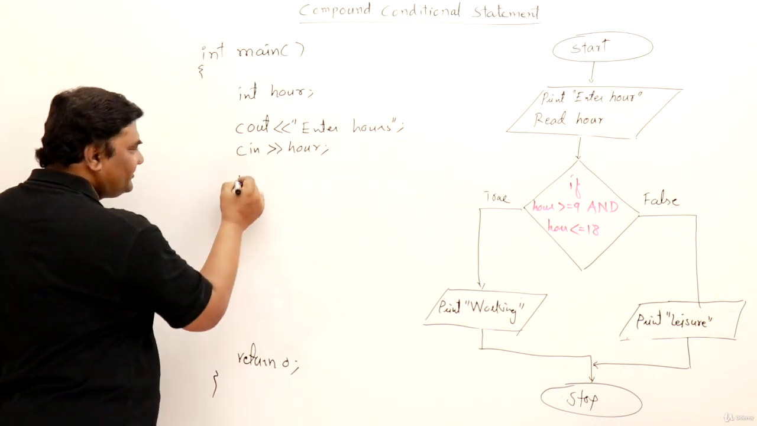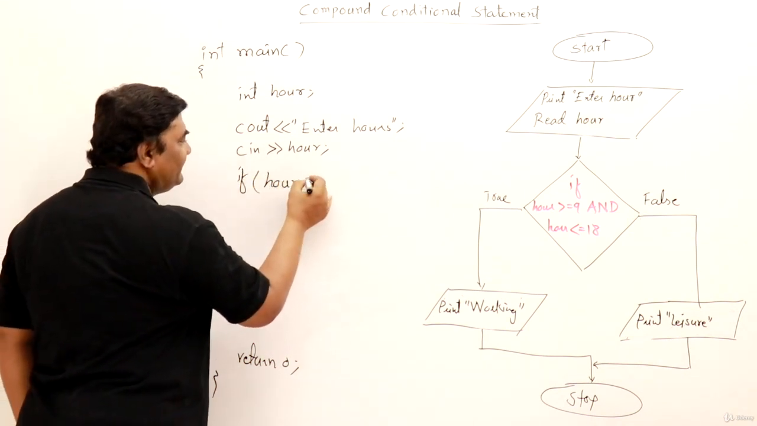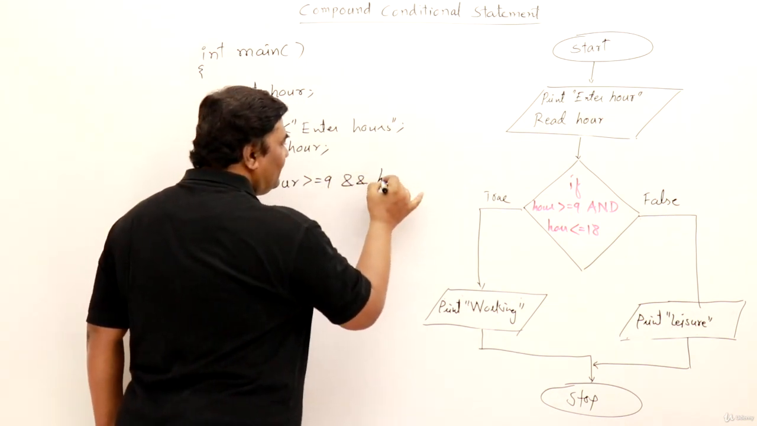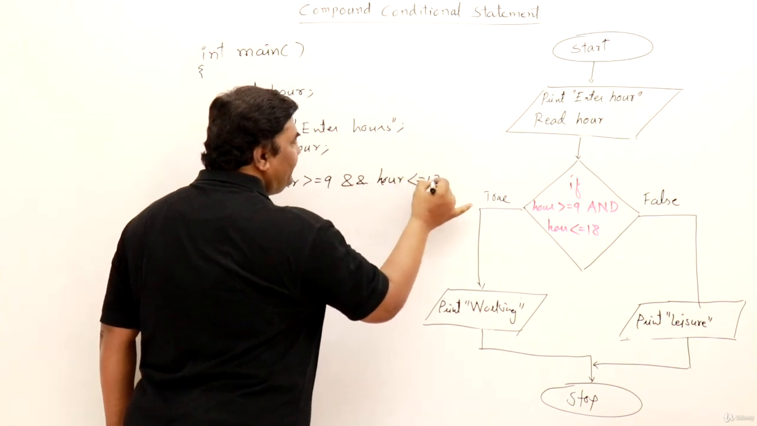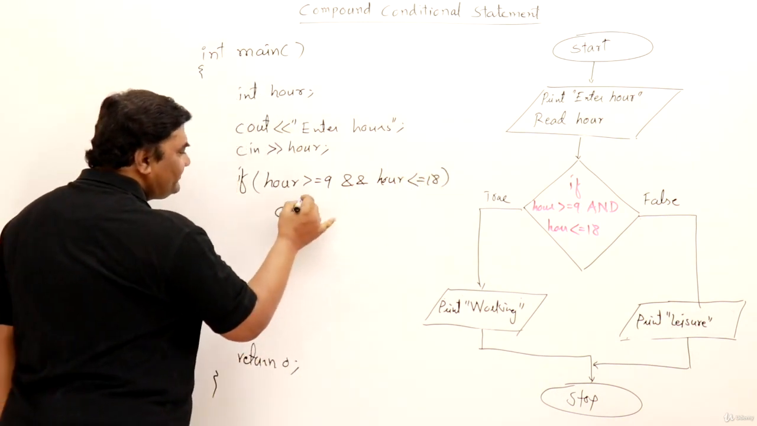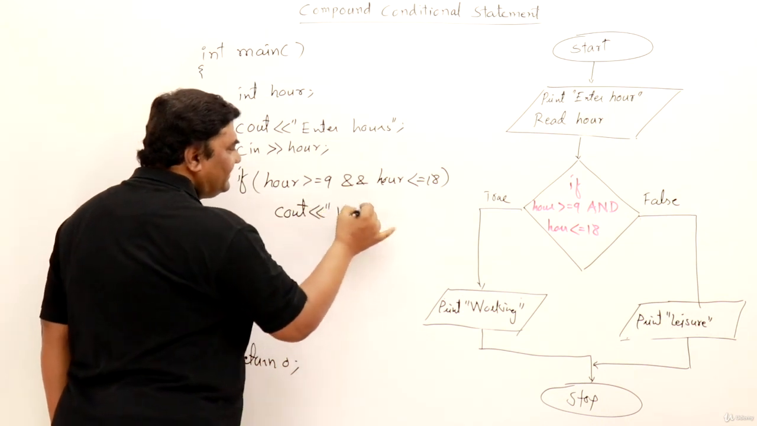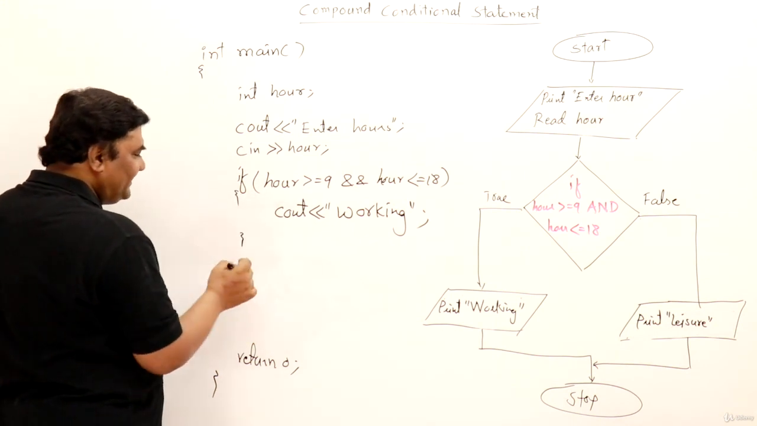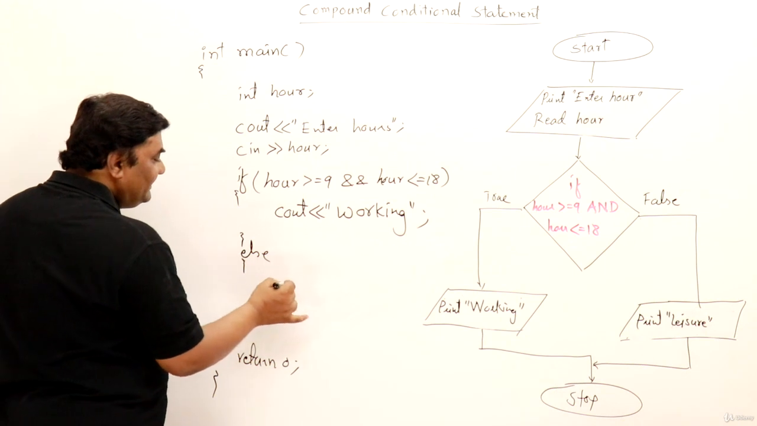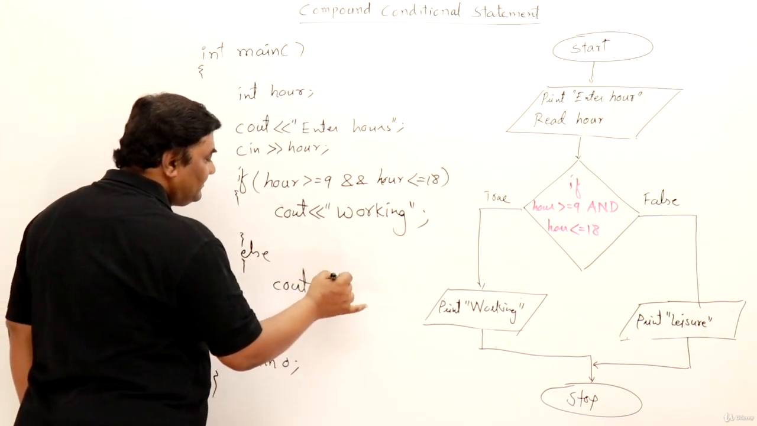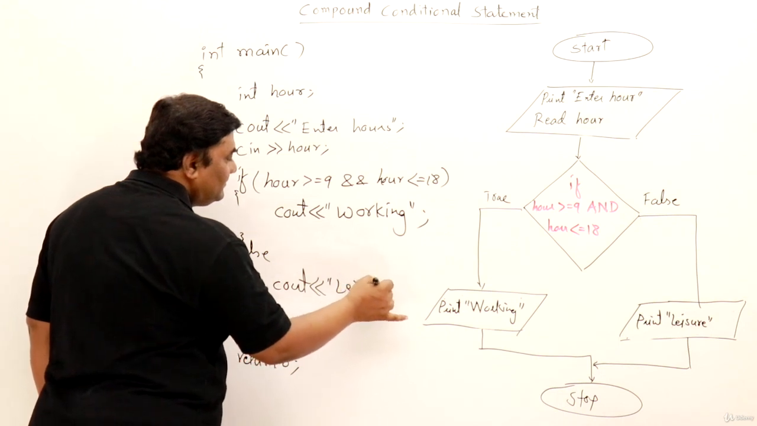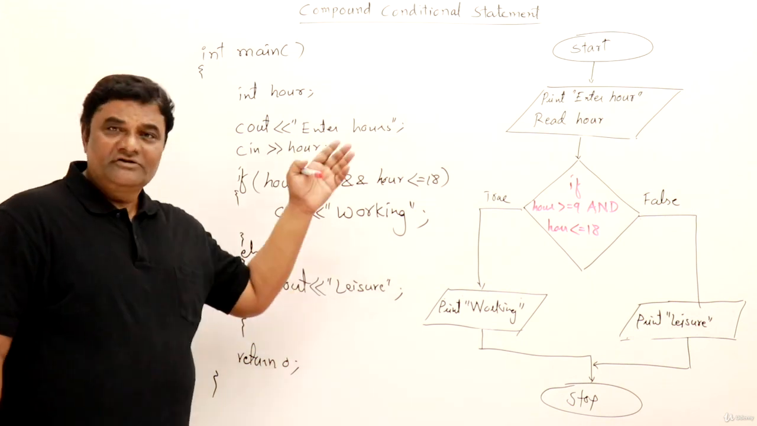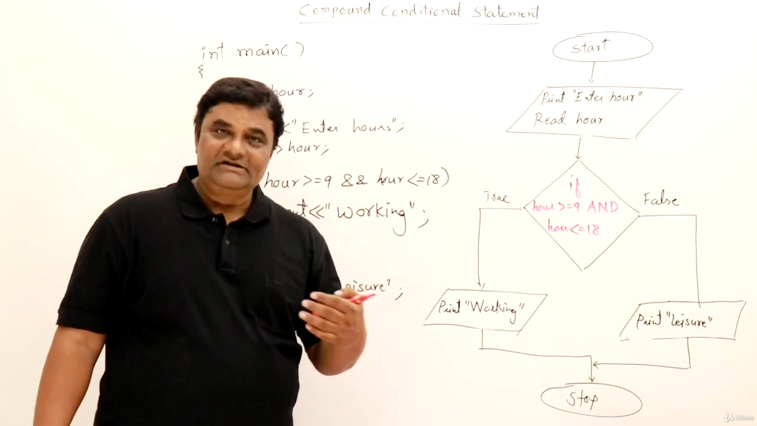So here I will write the condition: if R is greater than or equal to 9 and, this is in C++, R is less than or equal to 18, then I should print a message that is working. See, this can be inside flower brackets, but if you have a single statement, you can skip it. Then else, see out here, it's leisure. That's all. So this is the program. This is a simple program using compound conditional operations.